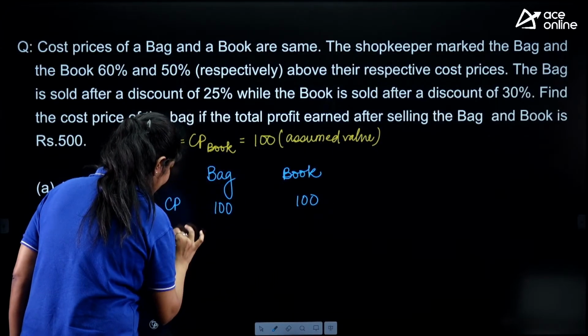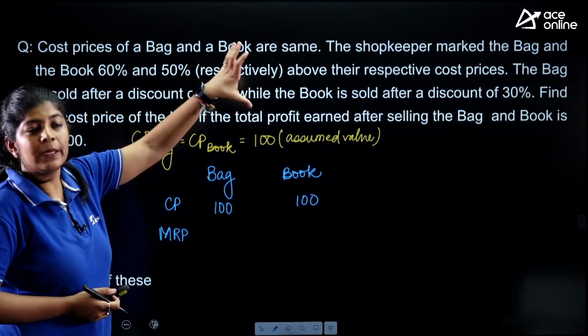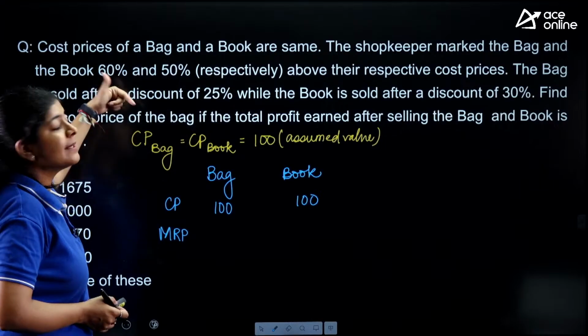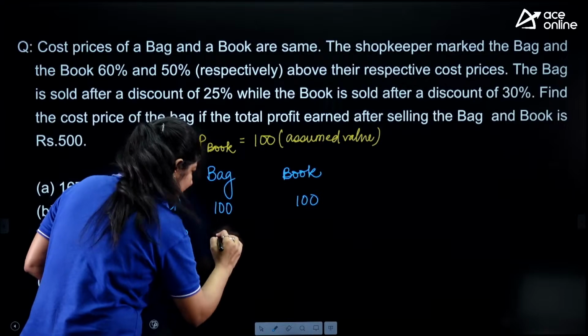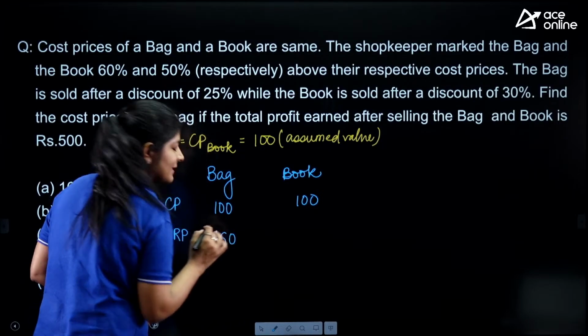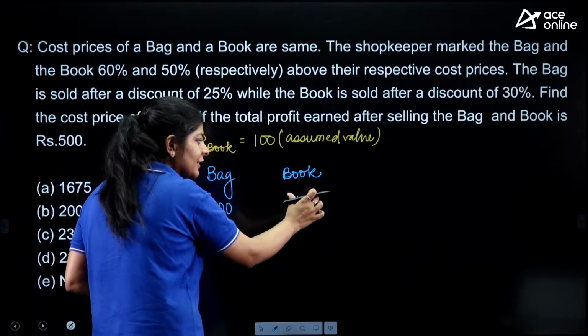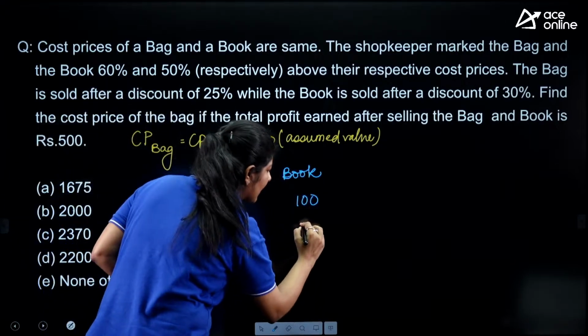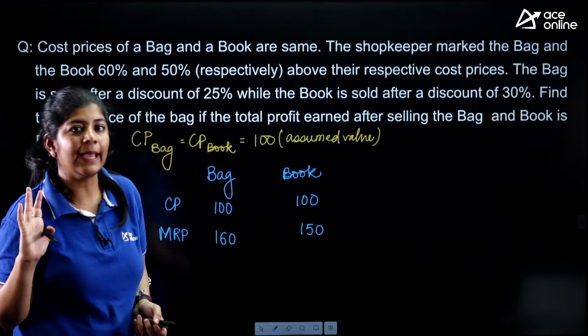Now we will figure out the MRP. The question is saying that the shopkeeper marked the bag 60% above. That means if the cost price is 100, then he marked it as 160. And 50% for the book. If 100 rupees is the cost price, then he marked it as 150. Right? This is my MRP.